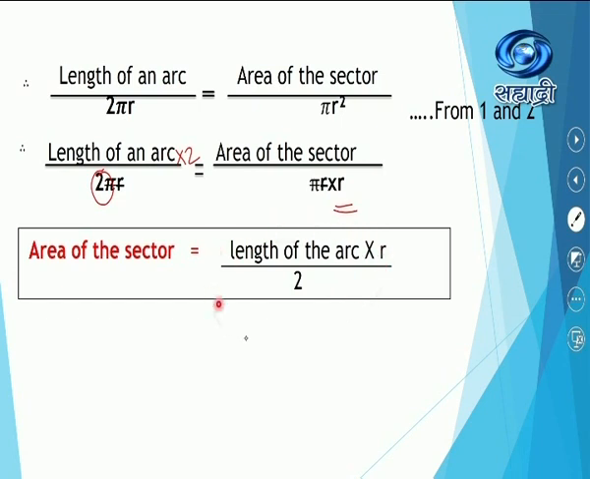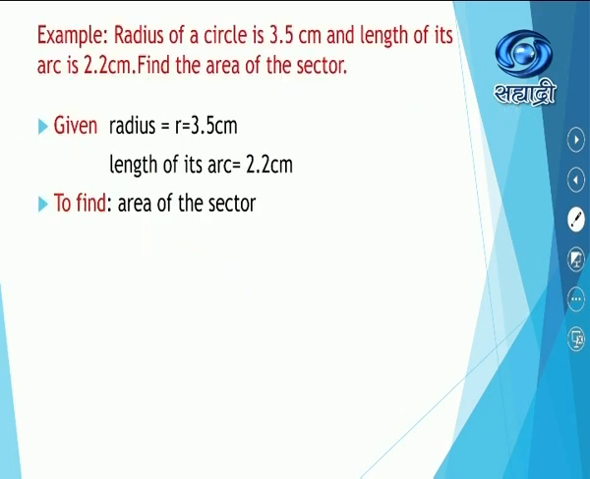So this is the formula which you will have to remember. You can find out the area of the sector when length and radius are given to you. Let's see one of the examples. Example: radius of a circle is 3.5 centimeter and length of its arc is 2.2 centimeter. Find the area of the sector.